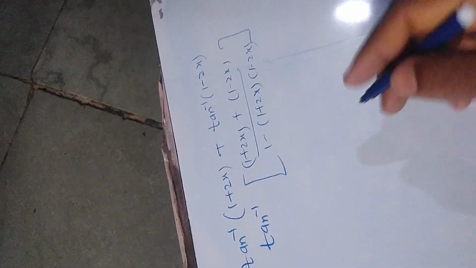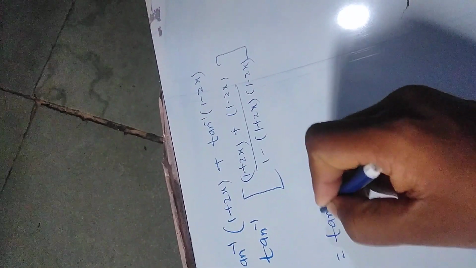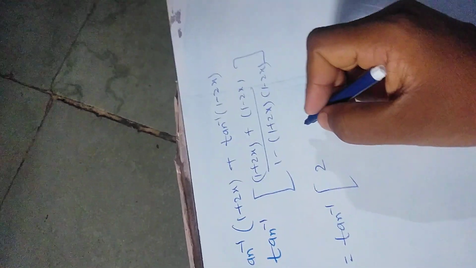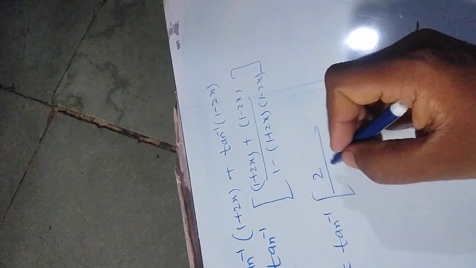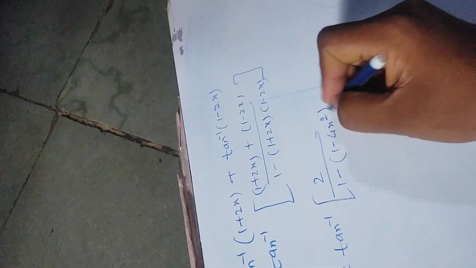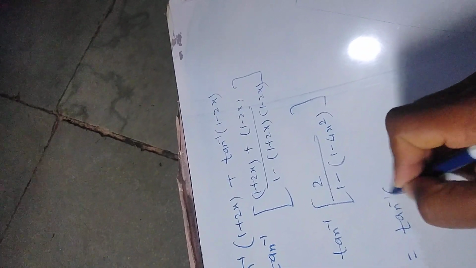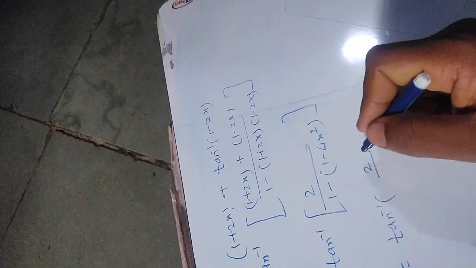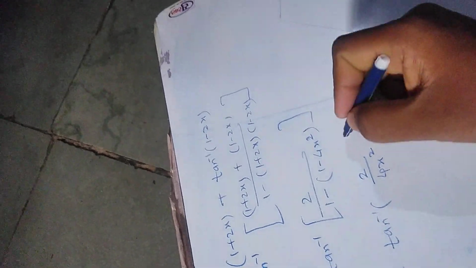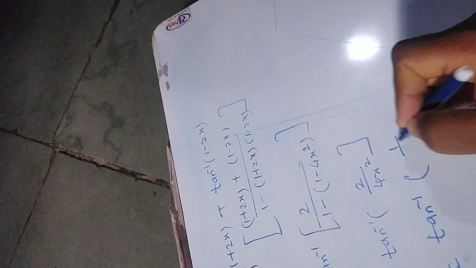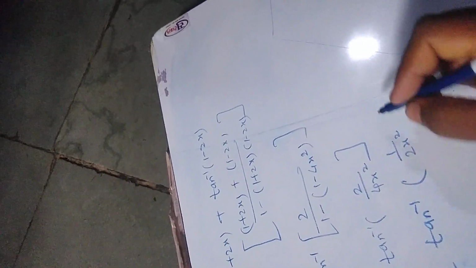So in the next step it will become tan inverse of 1 plus 1, which is 2, whereas 2x minus 2x will get cancelled. In the denominator it will remain as 1 minus 4x square. So in the next step it will be tan inverse of 2 upon 1 minus (1 will become 0, minus minus will become plus) 4x square.